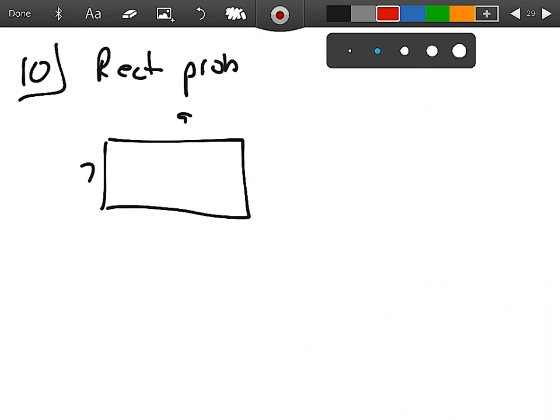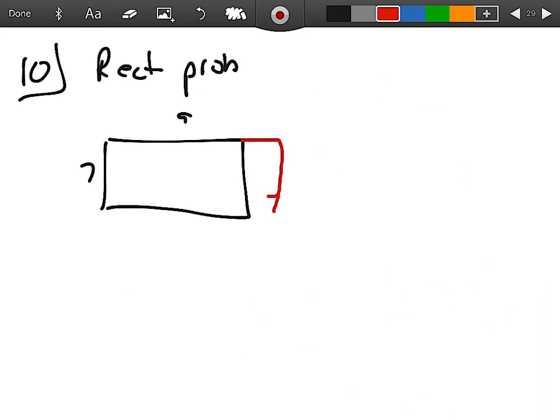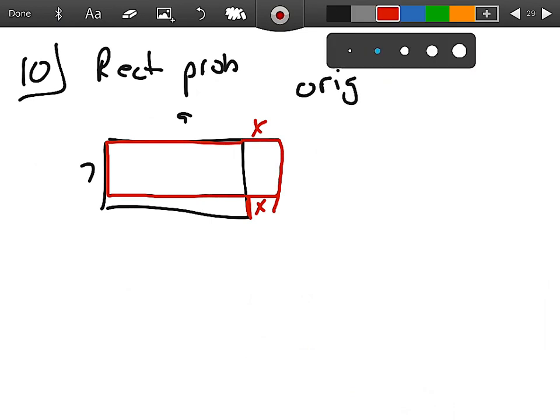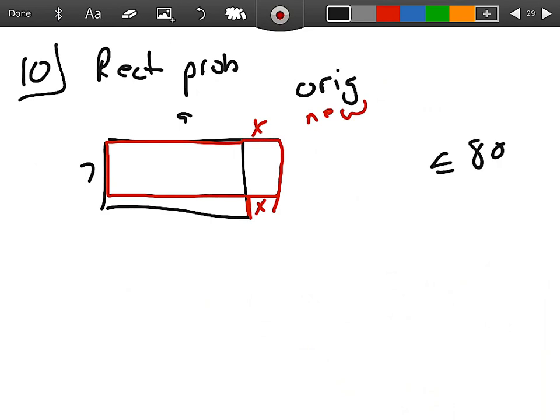So what we're going to do is have a new rectangle that extends out by a value of x, but then decreases by a value of x here as well. My original is in black and my new one is in red. So it goes longer and thinner. For what values of x will the new rectangle have less than 80% of the area of the original rectangle? So this is an area problem.